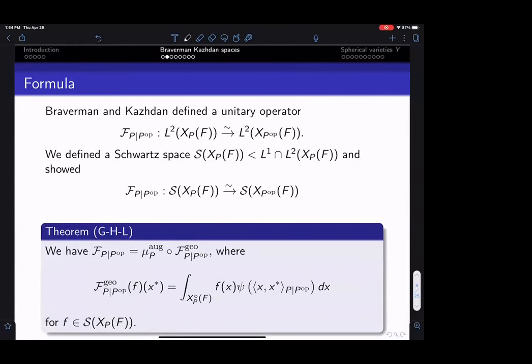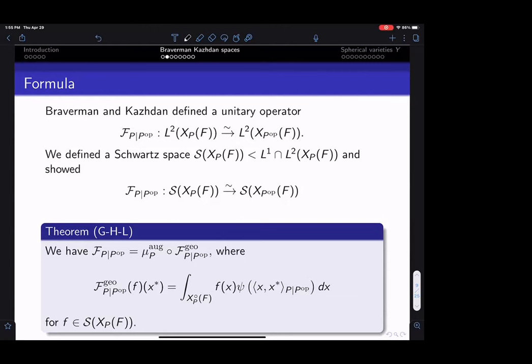In this specific case, Getz, Braverman and Kazhdan worked out a unitary operator from the L2 space of XP to the L2 space of XP opposite. Technically speaking, they only defined it on an explicit subspace of compactly supported smooth functions and extended by continuity. In our work, we define another notion of Schwartz space. We are not sure if it is the same as the definition of Braverman and Kazhdan, but we show that in our case the Schwartz functions are always L1 and L2 functions, and that the unitary operator considered by Braverman and Kazhdan descends to an isomorphism of our Schwartz space.